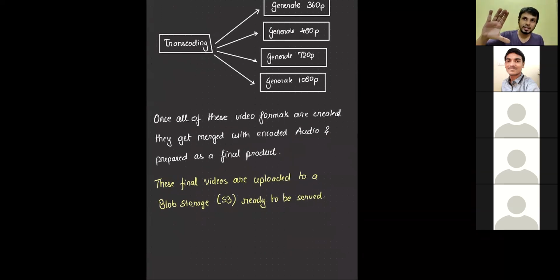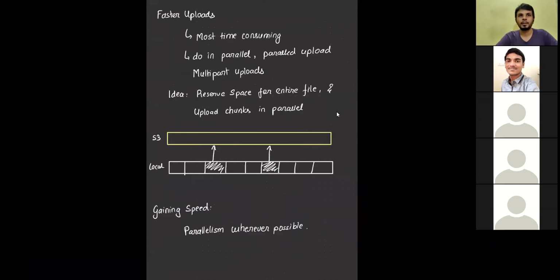Once all of these videos are generated, they are uploaded back to S3, because from there only our CDN would pick it up and stream the video, right? So once this is done, all of these things are uploaded to S3 and put there.